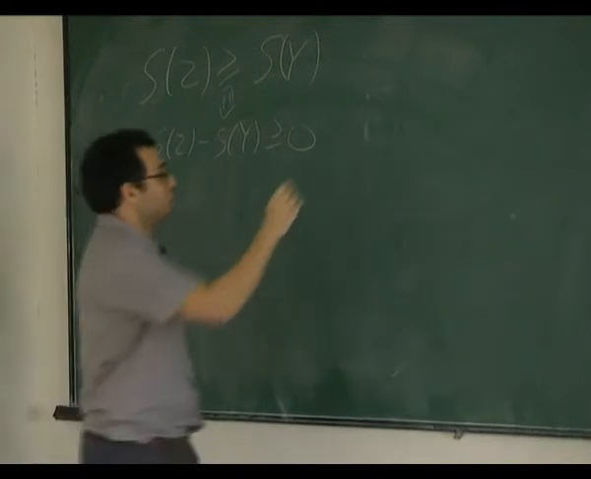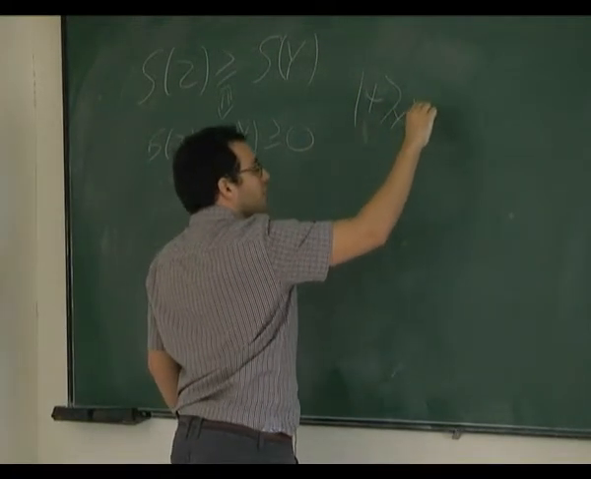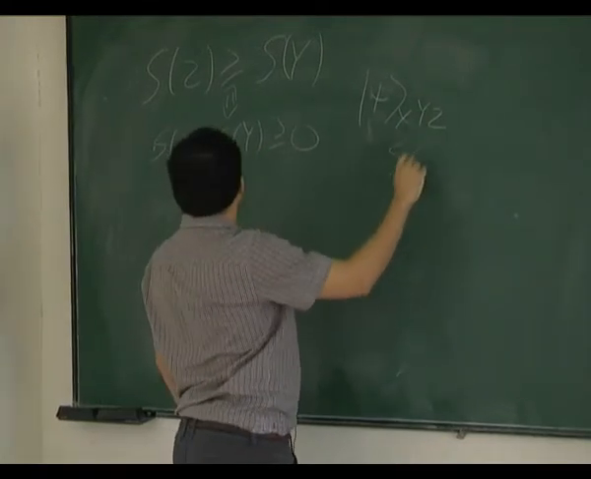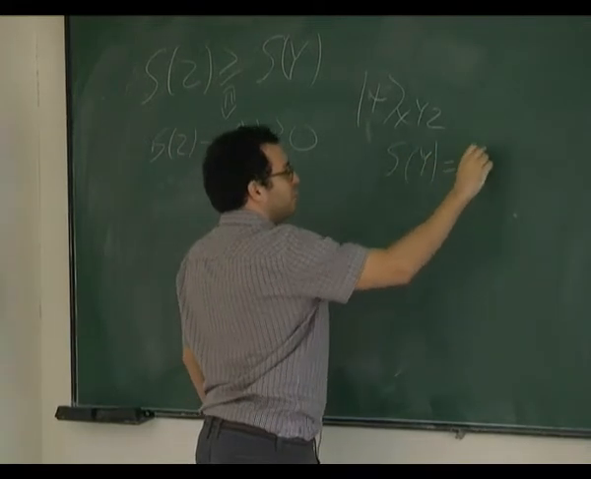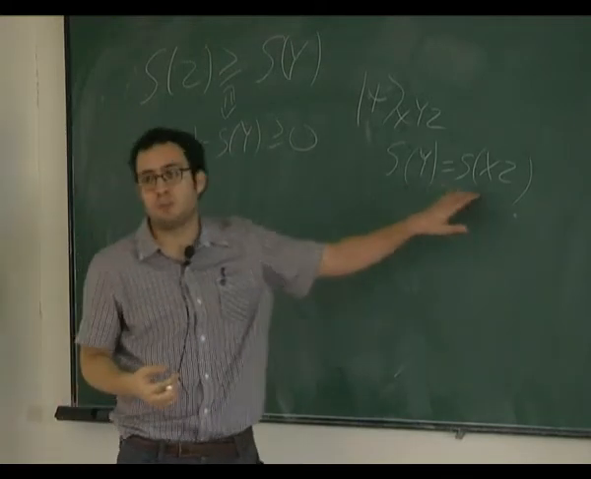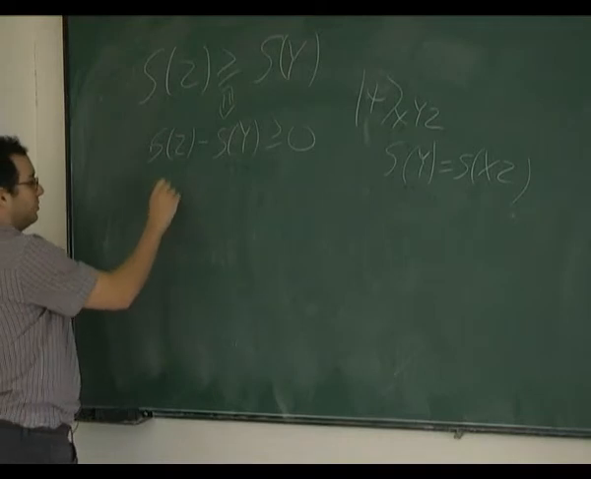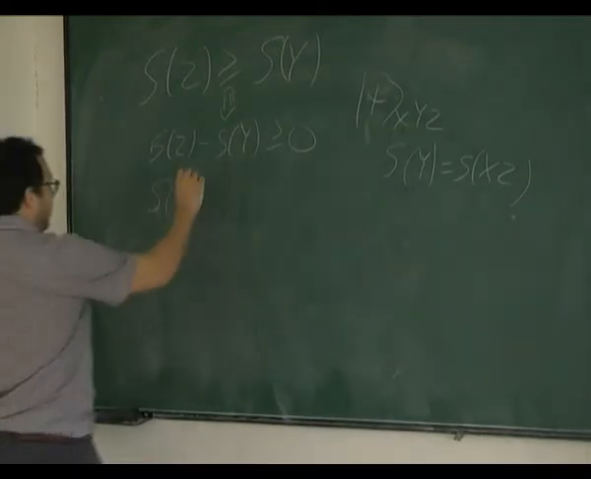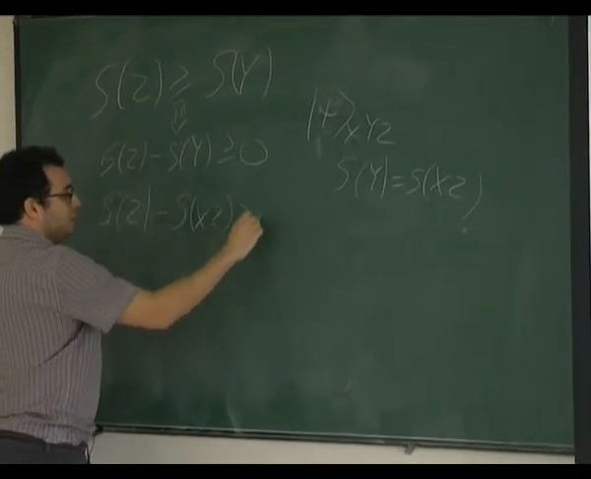But now you have to remember that the state psi is a pure state on x, y, z. So because of this, the entropy of y is the same as the entropy of xz. For any bipartite pure state, the entropies are the same. So we can replace it here, and we get that the entropy of z minus the entropy of xz is bigger than 0.